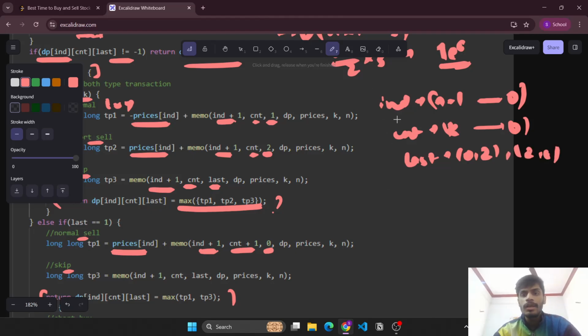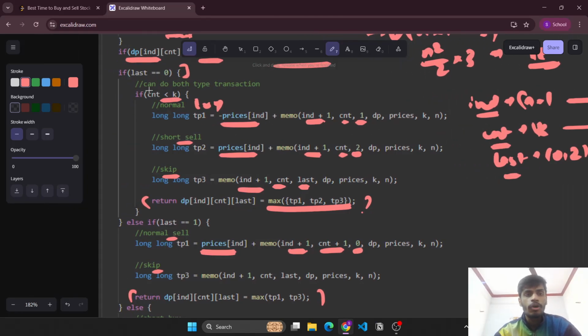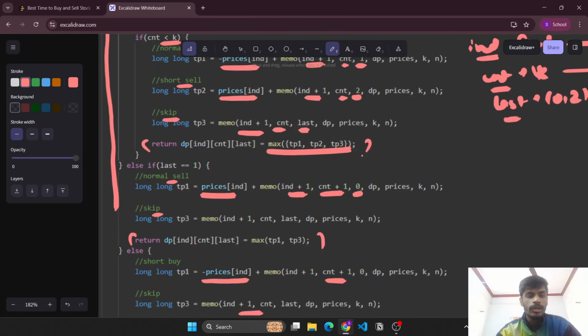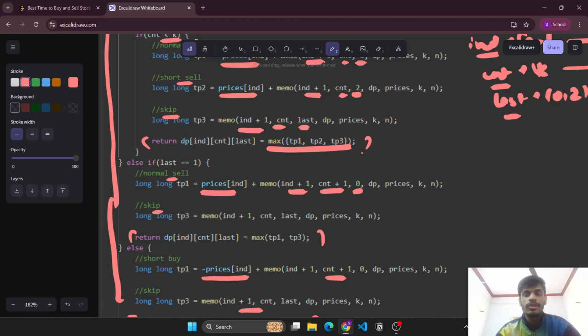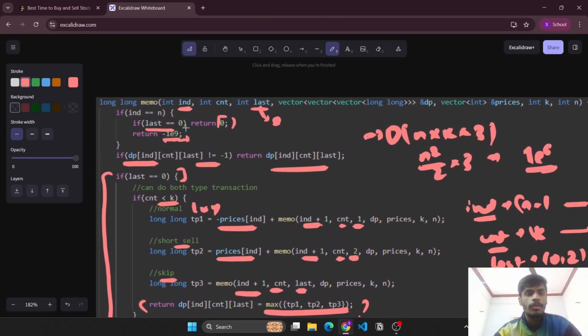Okay, and at each step when we have these values index, count and last, we'll simply copy paste this in the tabulation code. And what will be the base case? So the base case will be derived from here.